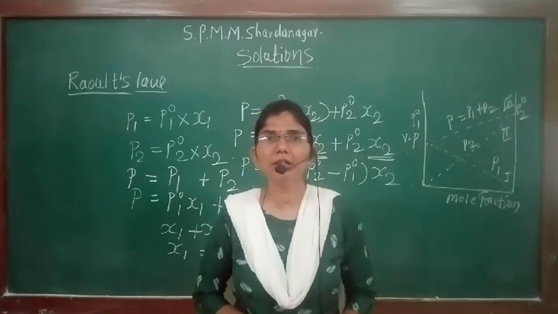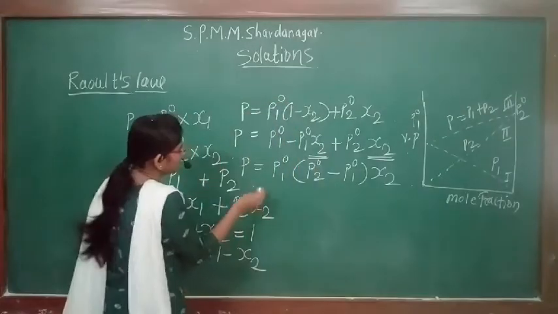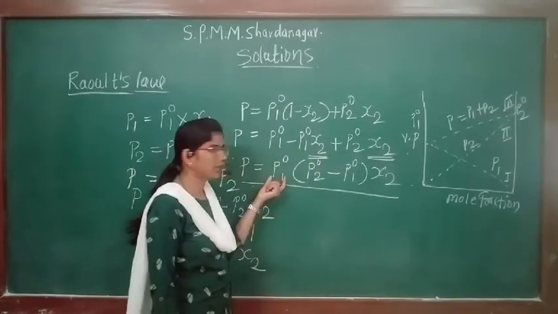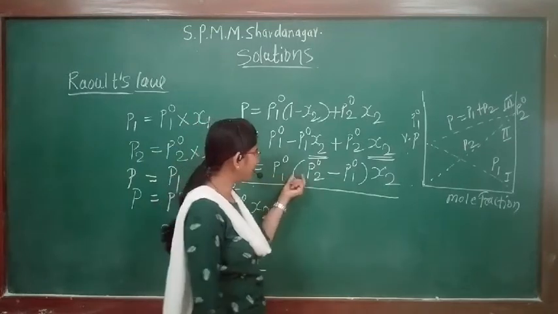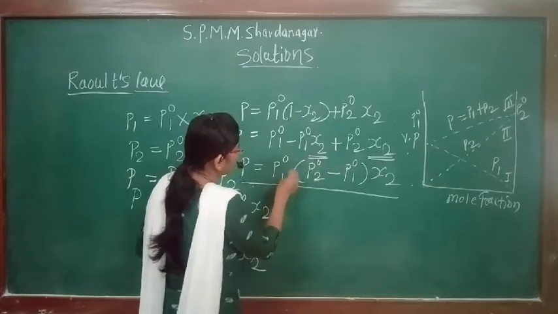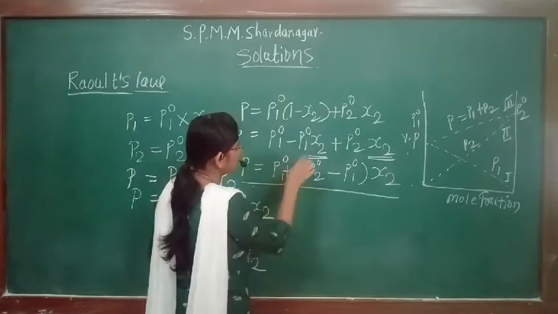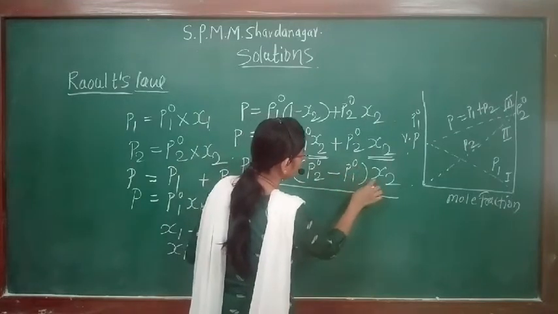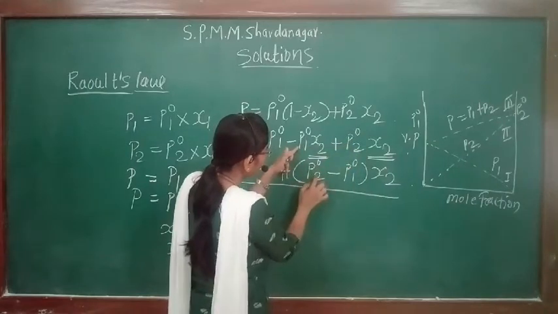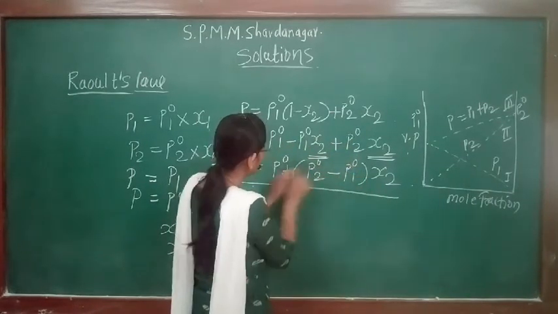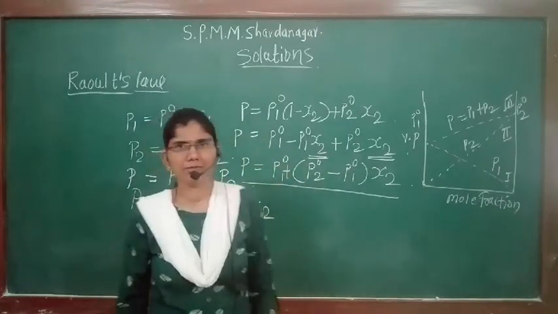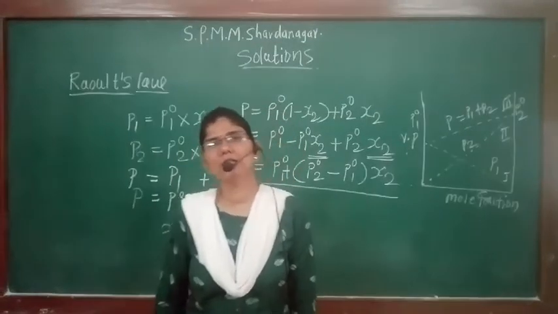If both the liquids are volatile, what is the total pressure? The total pressure is equal to P01, the partial pressure of the first component, plus, in brackets, P02 minus P01, times x2. We have taken x2 common from both terms. So this is the total pressure according to Raoult's law.